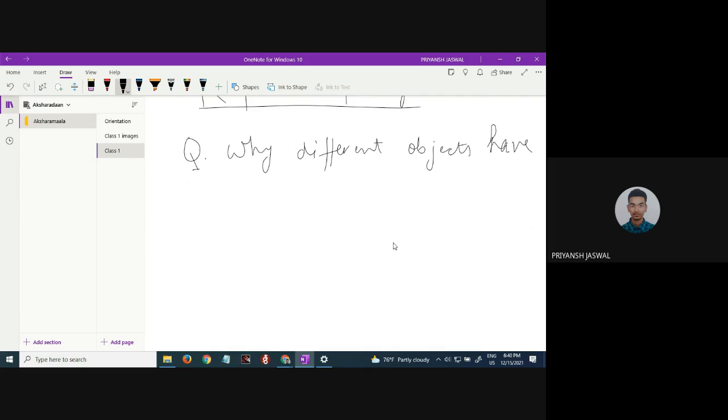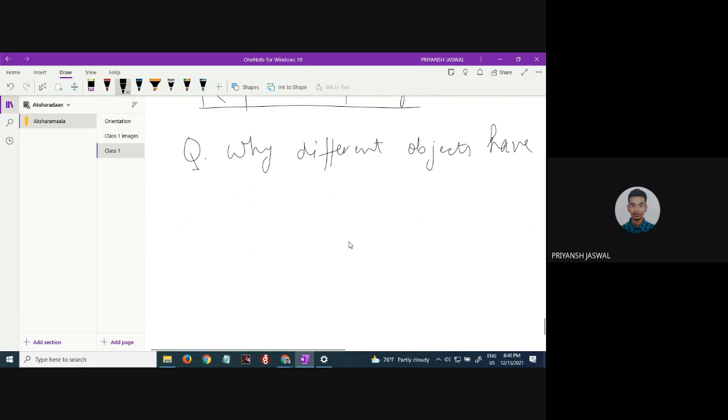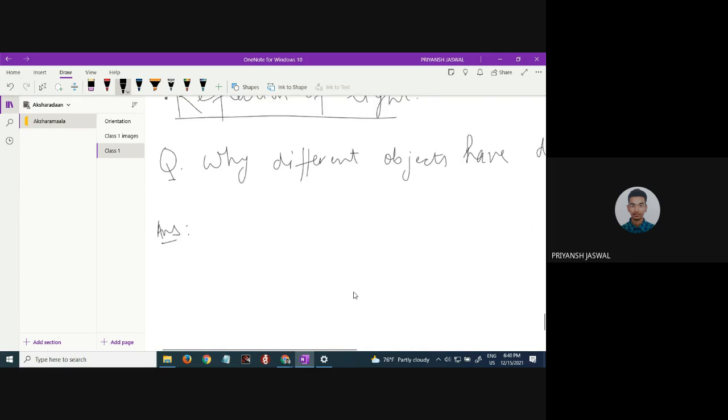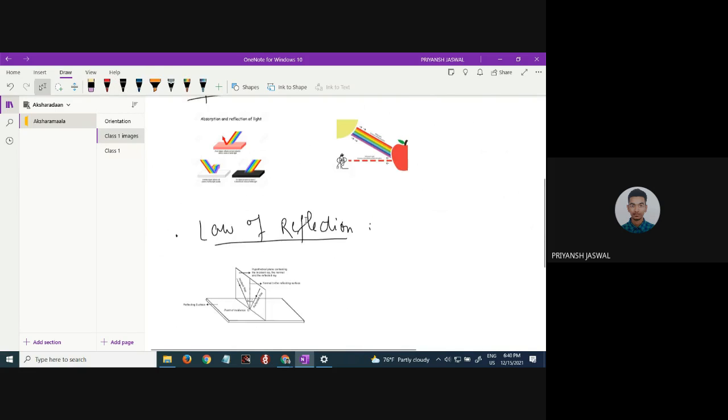So why do different objects possess those colors? What is the reason behind it? Why are all the objects in this universe not of the same color? What is actually a color which is possessed by an object? The answer to this question lies in the reflection of light. We know that. Let me grab this image quickly.